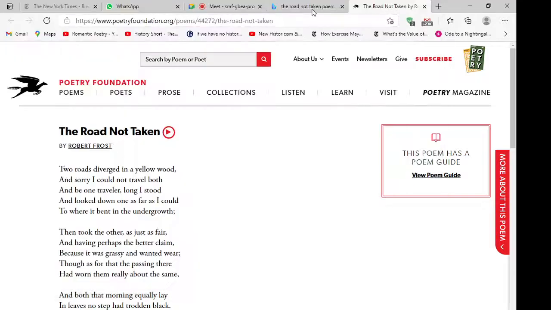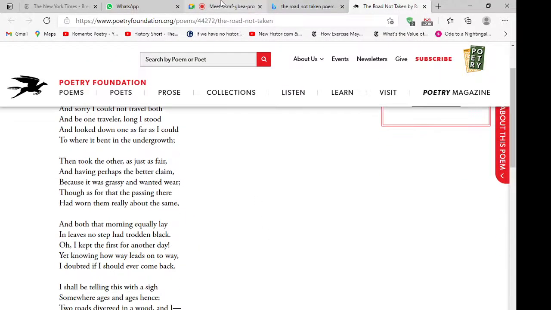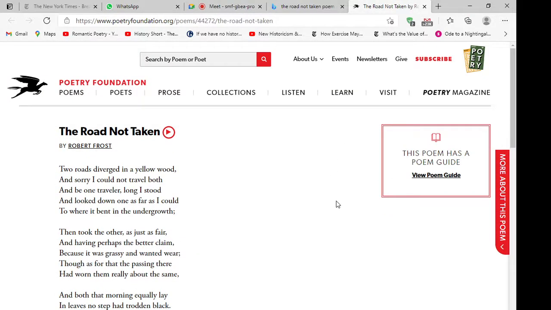Yes, sir. Okay, so The Road Not Taken is a poem by Robert Frost. You just need to develop your own interpretations about this poem. Do you have any understanding of that? No, sir. That's an easy thing to do then.